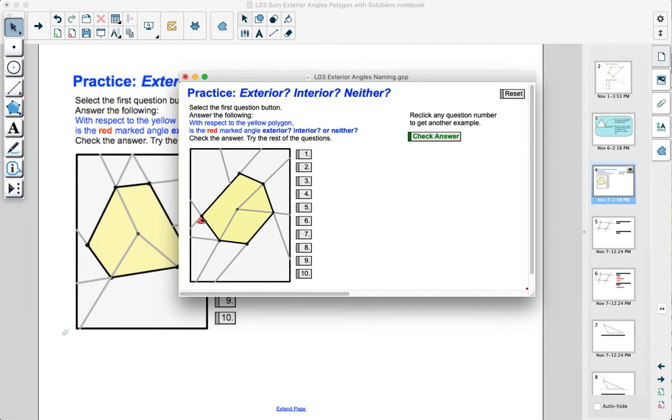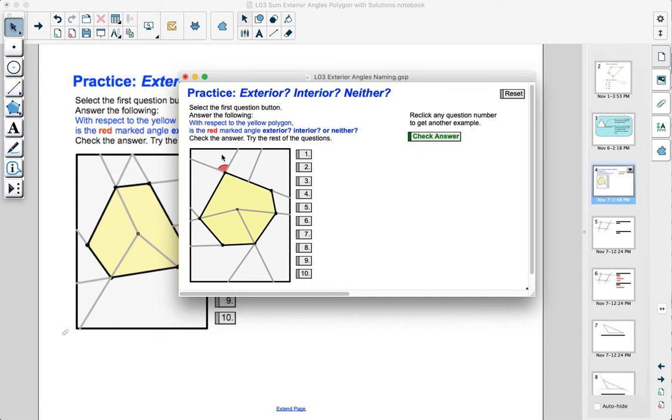That angle is created by extending this side. I see how that side there has been extended, and this is a side in the triangle. So this is definitely an exterior angle. So that one was an exterior angle. Let's move to number 2. And let's take a look at what's happening.